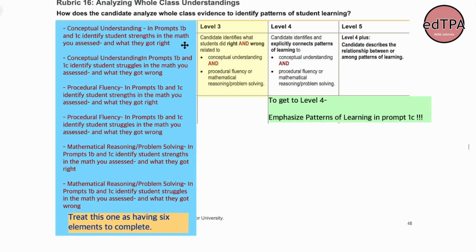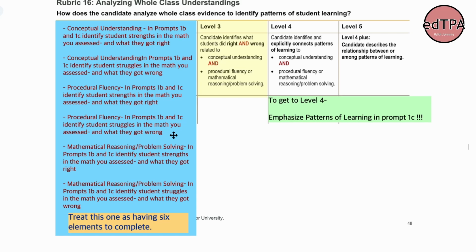My suggestion is you work all of them. So here's what I suggest. Conceptual understanding, in prompts 1B and 1C, identify students' strengths in the math you assessed and what they got right. Conceptual understanding, prompts 1B and 1C, identify students' struggles in the math you assessed and what they got wrong. So this is right and wrong for conceptual understanding. Procedural fluency, in prompts 1B and 1C, identify students' strengths in the math you assessed, what they got right.